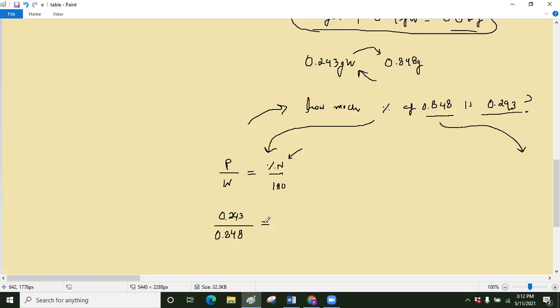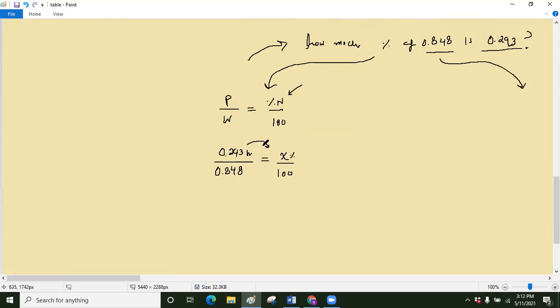right? This is your whole, and this is 0.293 hydrogen, right? Equals the percentage. You want how much it correlates in percent. Well, we'll leave that as X percent, and you have 100 here. So we have a proportion, we can cross multiply. So 100 multiplied by 0.293 equals X percent of 0.848. I'm just cross multiplying in this case.